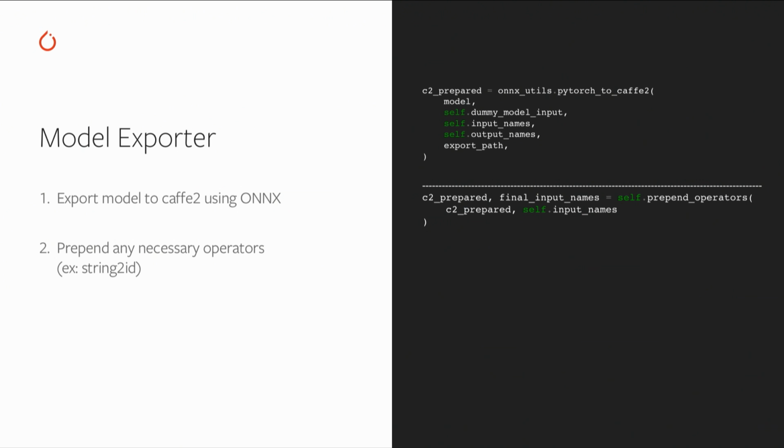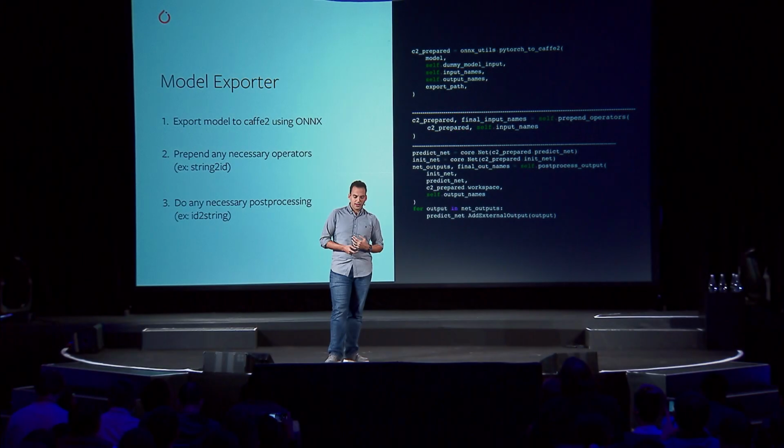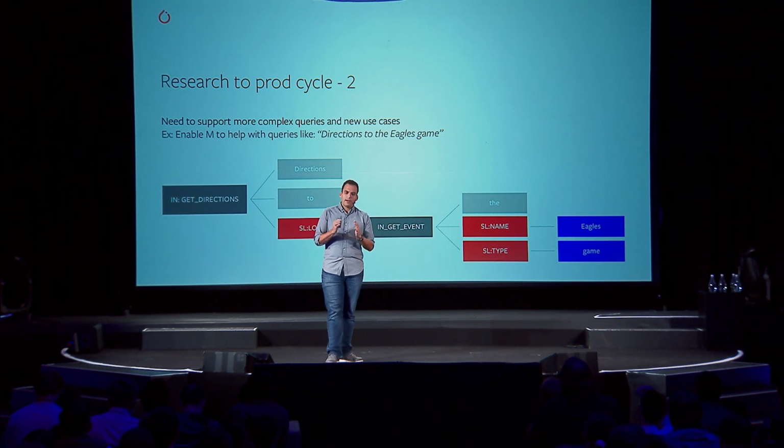The first one is we prepend any necessary operators for doing numericalizations. So the model expects numbers, but the client is sending strings. So we add the operators to convert that. And also, we add the operators similarly at the output. So the model output is numbers, but the client is expecting strings. So we do that denumericalization also here. So now we have gone through a full loop of going from an idea to production.